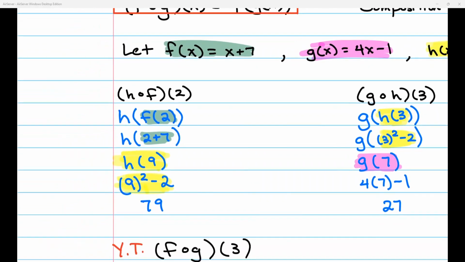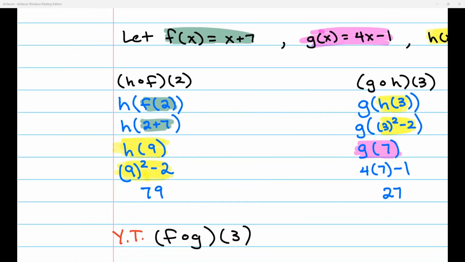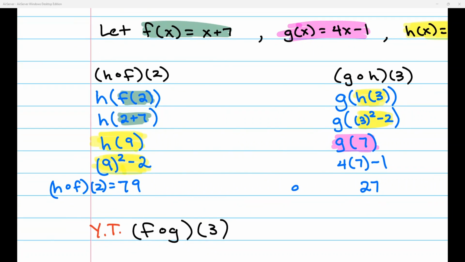You know what? I didn't write that on the last one, so let me write H after F of 2 is equal to 79. And then G after H of 3 is equal to 27. What that's saying is if I take 3 and plug it into my H function and then I plug it into my G function, the answer I'm going to get is 27.